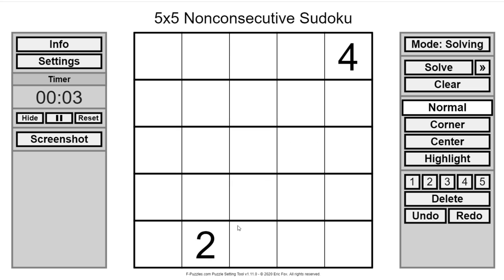We're gonna jump right into this one. I figured I'd do a double feature just for fun. 1 and 3 can't be in either of those spots. So it must be 4 and 5.